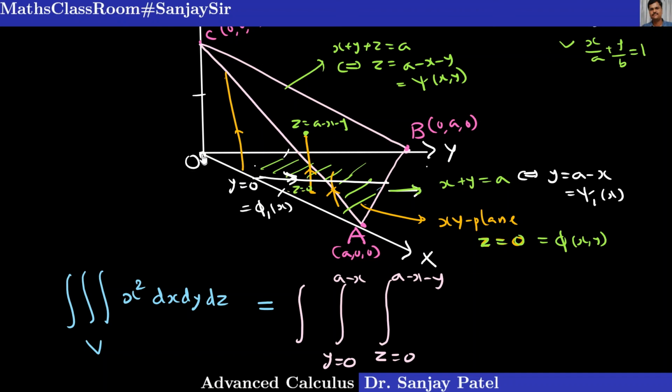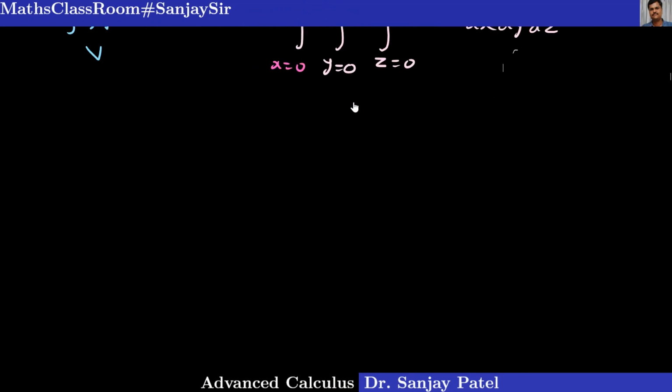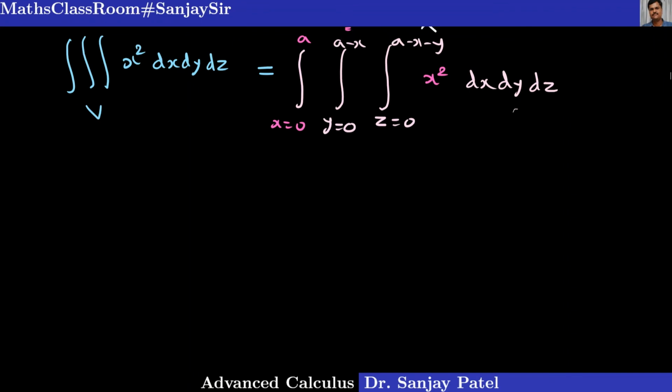The minimum value of x is 0, which is obtained at this place. Minimum value of x is 0, whose coordinates are 0, 0, 0. And the maximum value of x, when you exit the region from anywhere, is this value a. So x varies from 0 to a. And then we can integrate the given function, which is x square, with dx, dy, dz. So first with respect to z, then with respect to y, and then with respect to x. So it remains to find the value of this integral only. So let us compute this integral.